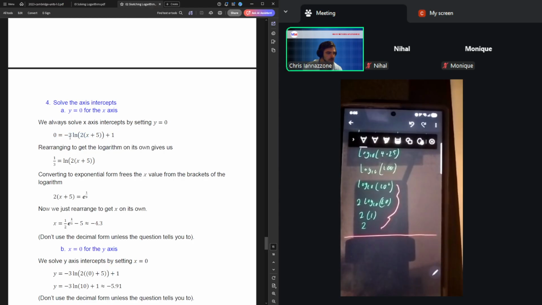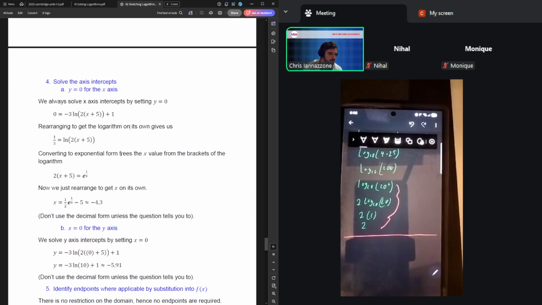Y equals 0, first step, get the logarithm on its own. Our goal is to finally get x on its own, and that's trapped in a logarithm. So, first thing we're going to do, get the logarithm on its own. Subtract 1, divide by -3. Logarithm is now on its own. From there, convert to exponential, because that'll free the brackets up of the logarithm. This is log base e, so the exponential should have a base of e. It equals a third, so the power should be a third. The brackets are this, so the outside should be that.